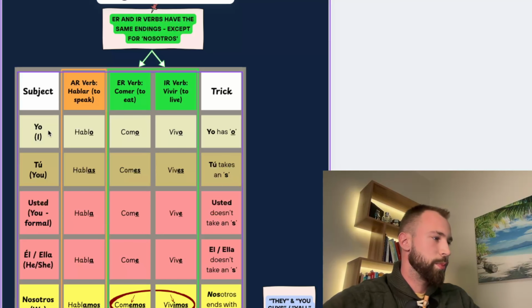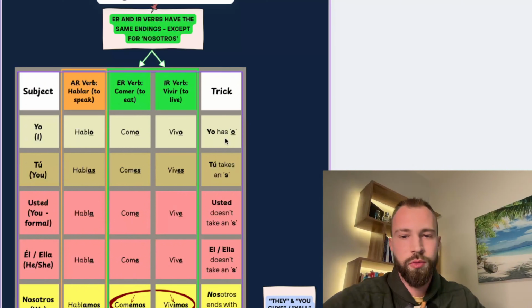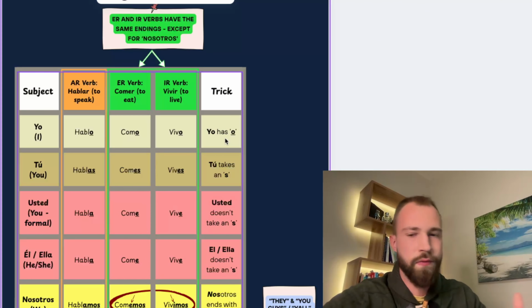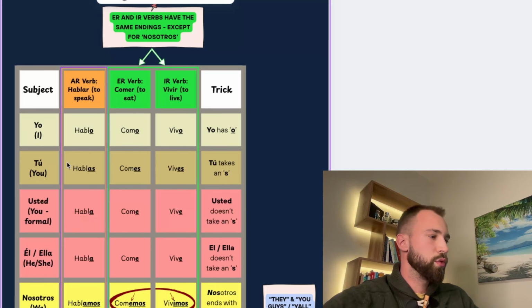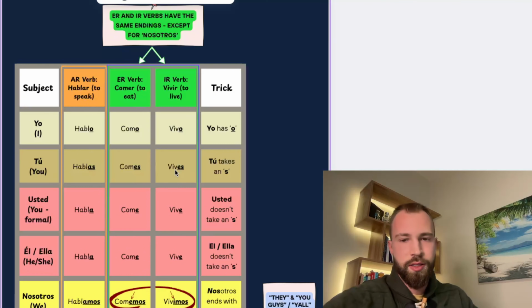So I'll start with the top, yo. So yo hablo, como, vivo. The pattern is yo has o. Yo, o. Hablo, como, vivo. That one's pretty easy. Yo, o. Tú takes an S. So hablas, comes, vives. And notice the ER and the IR conjugation is the same.